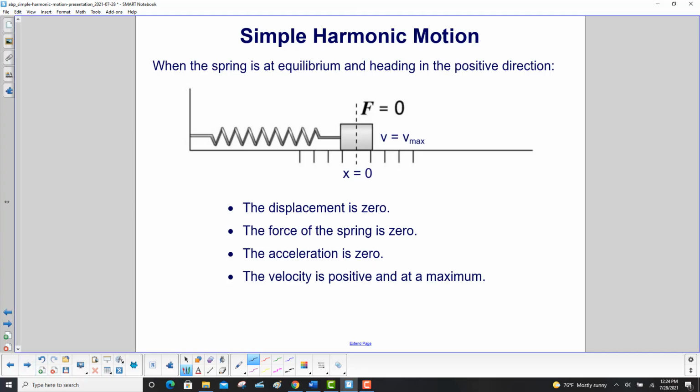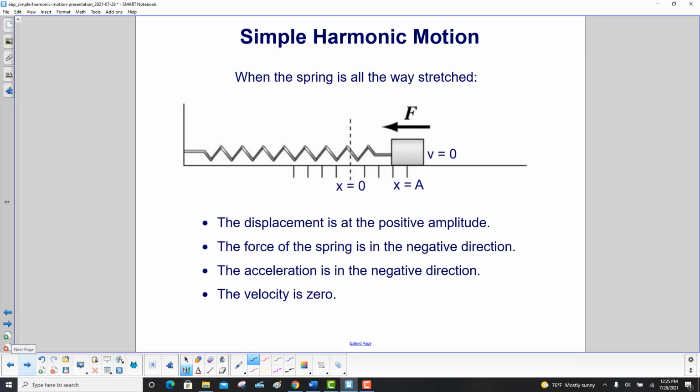The mass was let go, and the spring pushed it in this direction. Here's the equilibrium point. At the equilibrium point, the displacement is 0. The force of the spring is 0, because F equals minus kx, and x is 0. The acceleration at this point is 0. Why? Because the force is 0, and good old Newton's law says force is 0, no acceleration. The velocity is positive and is at a maximum.